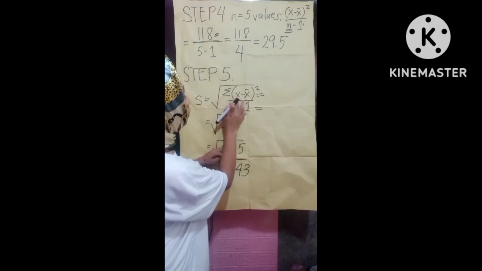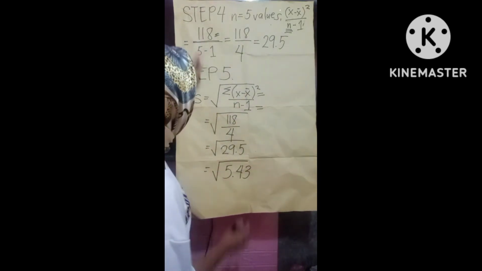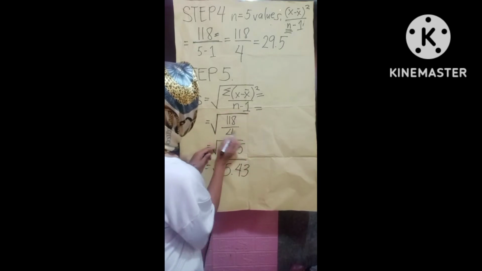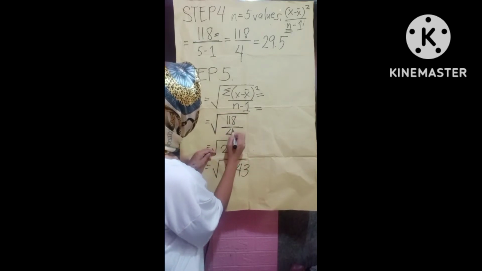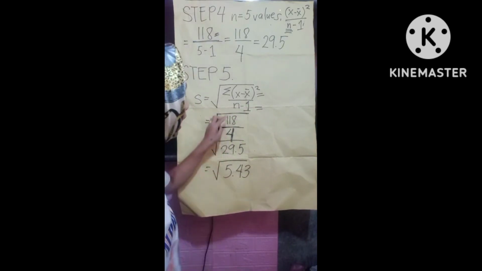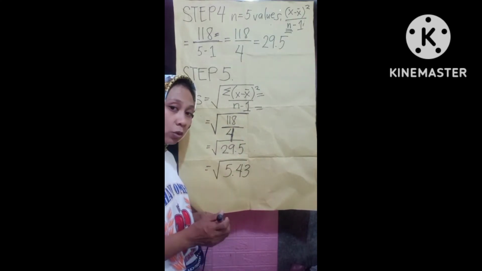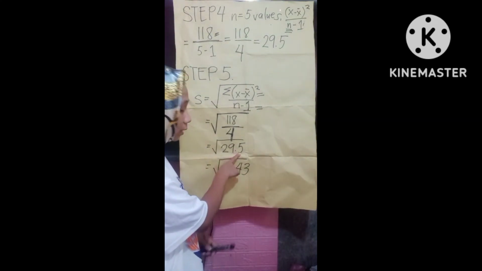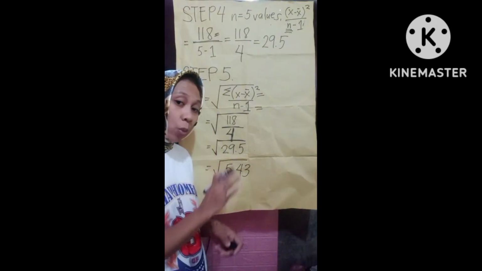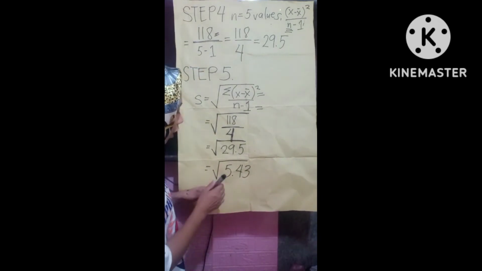So, the summation of x minus x bar raised to the power of 2 is equivalent to 118, over 4, which is n minus 1. So, 118 divided by 4, the answer here is 29.5. Then, there is a square root, so we now find the square root of 29.5. The answer here is 5.43.